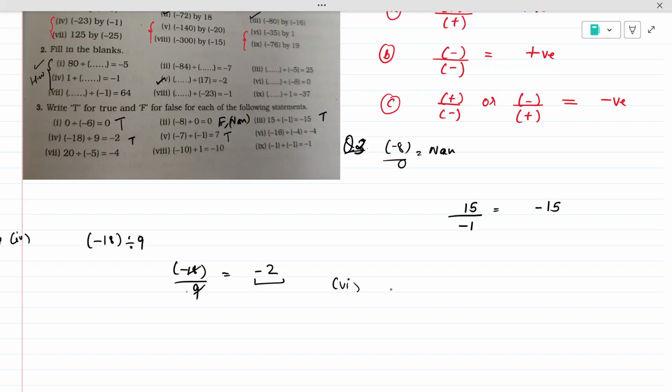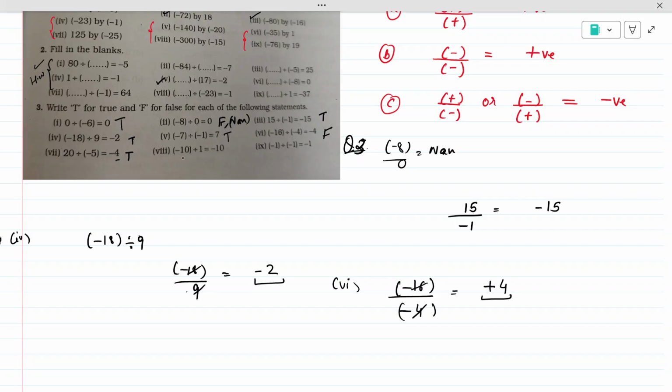Sixth part, we have minus 16 divided with minus 4. Okay, so when we divide two negative numbers, we will get a positive number, and then 4 into 4 is 16, so 4 only. So answer is plus 4. But here it is minus 4. So this is false. Next we have 20 divided with minus 5. So 20 divided by 5 is 4. Correct. Plus divided by minus is minus. This is also correct. So answer is true.